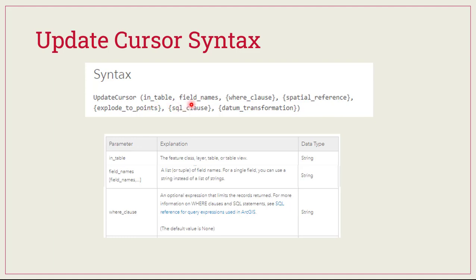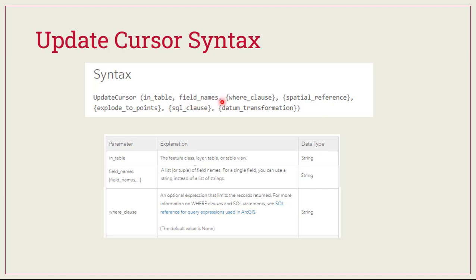The field names are the fields that you wish to use within the cursor. What do you want to have access to? Remember, we don't have access to our entire data set with cursors because that's inefficient and it takes a long time. So our cursors allow us to identify specific fields that we want to work with, and that's where you would put that list of those fields.